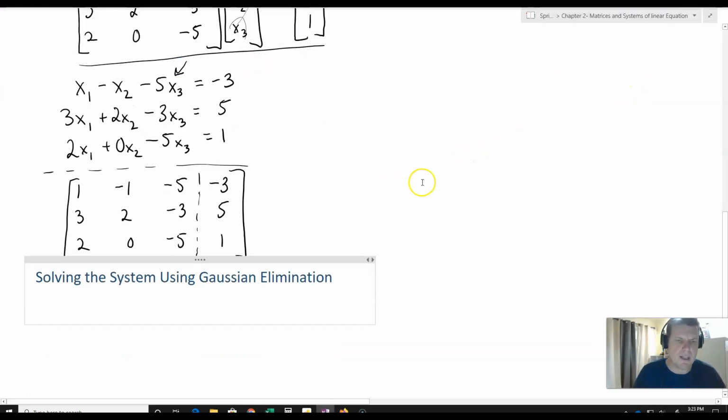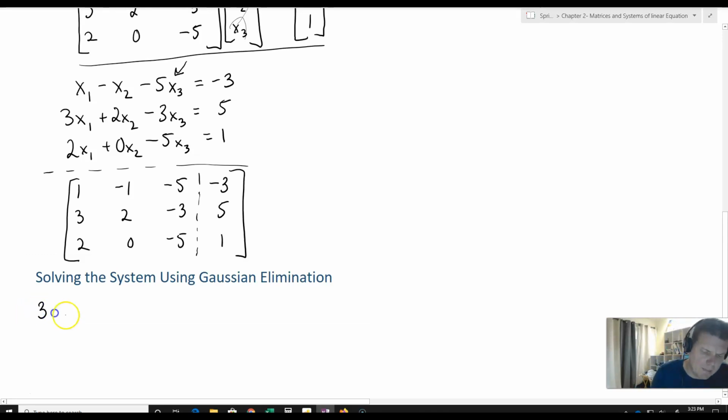All right, so we talked about transforming a system of equations into an augmented matrix, and now we're going to use that in order to do Gaussian elimination. So let's talk briefly about what the process of Gaussian elimination is. There are three allowed moves. One, we could switch rows.